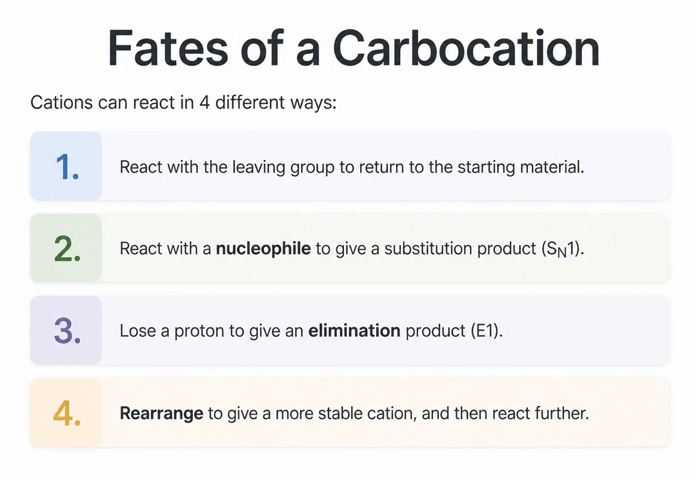Whenever a reaction forms a carbocation, you have to consider all its possible fates. A carbocation can react in 4 different ways. First, it can simply recombine with the leaving group, taking you right back to the starting material. Second, it can react with a nucleophile to give an SN1 substitution product. Third, it can lose an adjacent proton to a base, giving an E1 elimination product. And fourth, if it can become more stable by doing so, it will rearrange via a hydride or alkyl shift before undergoing substitution or elimination.